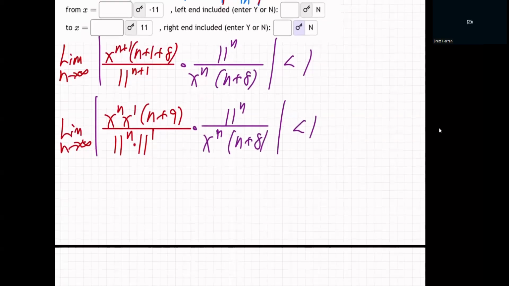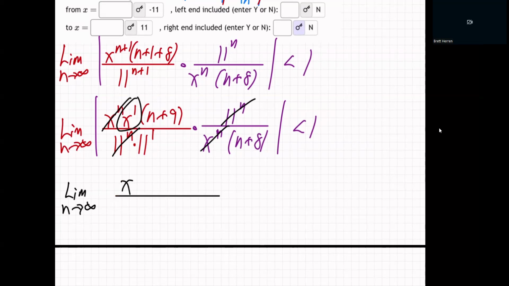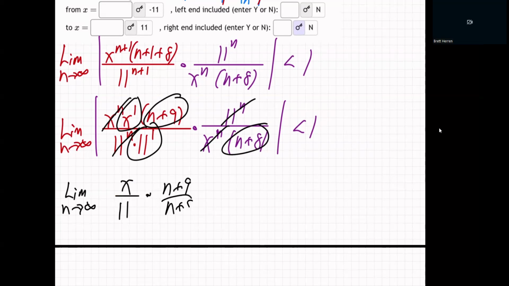Where's the absolute value? Less than 1. Well, let's cancel out some stuff. x to the n cancels x to the n. 11 to the n cancels 11 to the n. So that's nice. What are we left with? I'm going to either cancel or circle. So x, put that there, and then 11 to the 1 is 11. What else do we have? n plus 9 over n plus 8. I like to put the n's all together. n plus 9 over n plus 8, absolute value of it, less than 1.